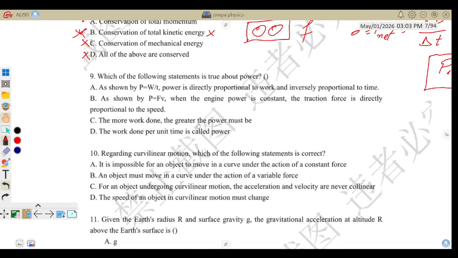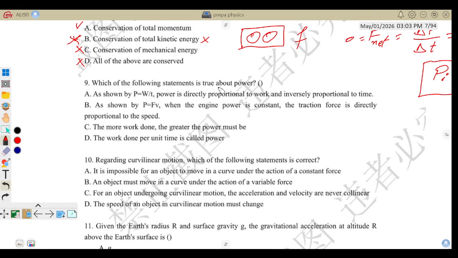For 9 here we have: which of the following statements is true about power? As shown by P equals W over T, power is directly proportional to work and inversely proportional to time. For P, we have W divided by T.